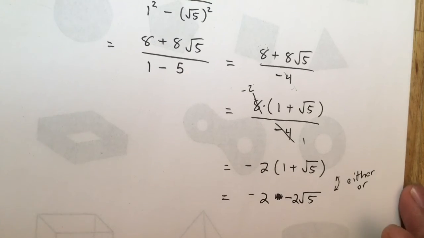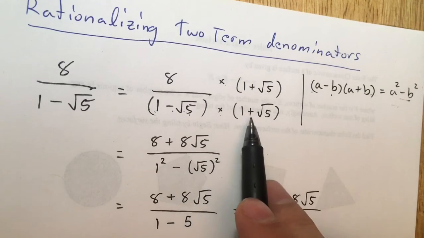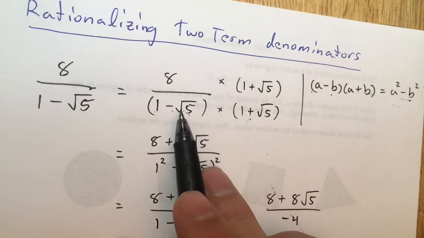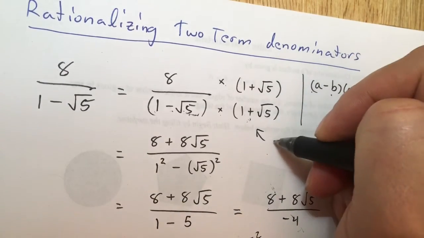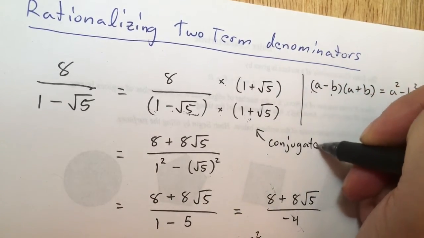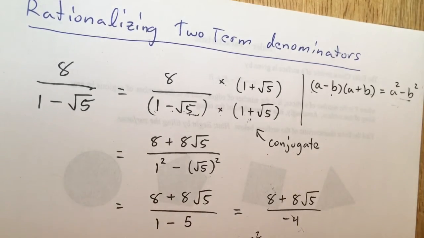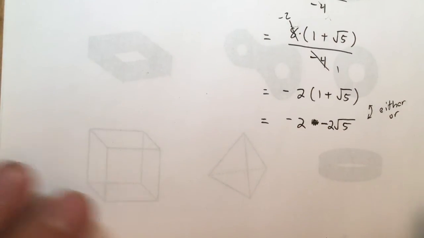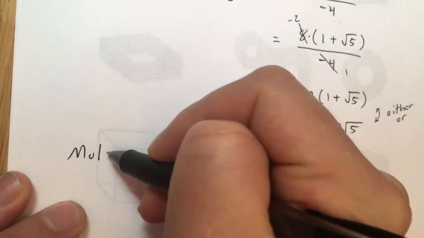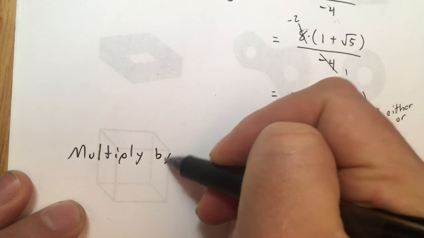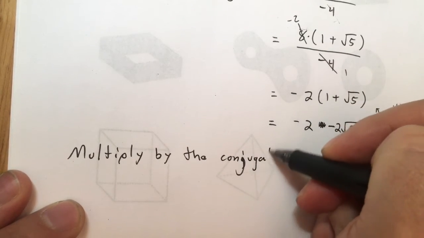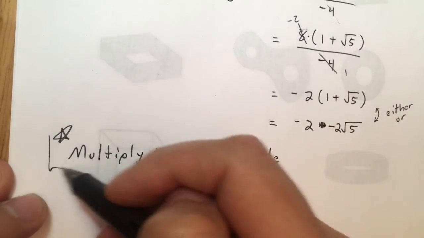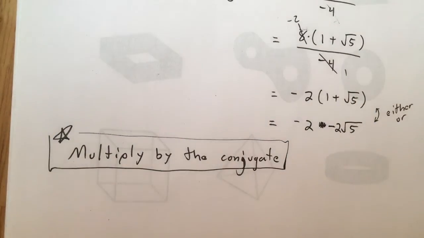But the real trick here was multiplying by this thing. What is this thing called? Well, all we did was we took this expression and we changed the minus to a plus. That's called the conjugate. And so to rationalize two-term denominators, the trick that we're using here is called multiplying by the conjugate. That is the star of the show today. This is the trick that gets us to a rationalized denominator.